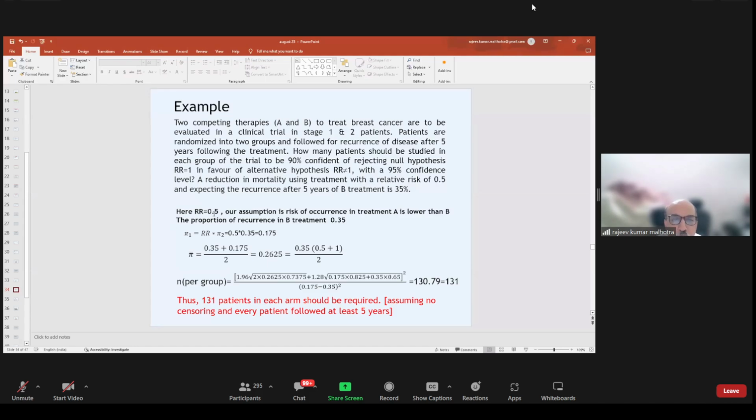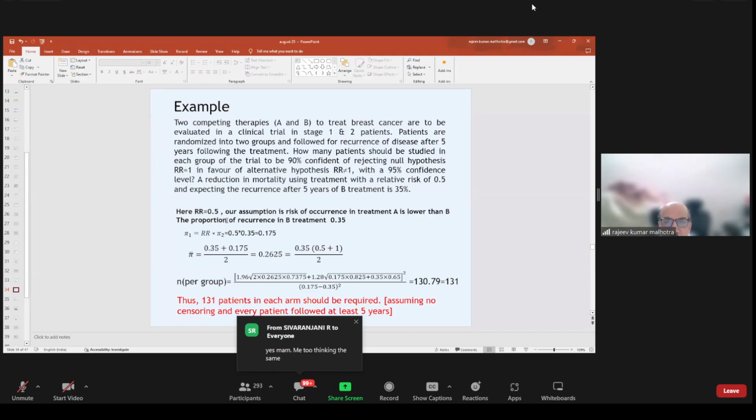So using this formula, we can find out the proportion of recurrence in the one group, that is 0.17. If you have 35%, relative risk is 0.5 multiplied by 0.35, that is half of what you are getting in the treatment B. So we have a value of pi1 and we have a value of pi2. We substitute this in the formula and we can get the sample size for the two groups.